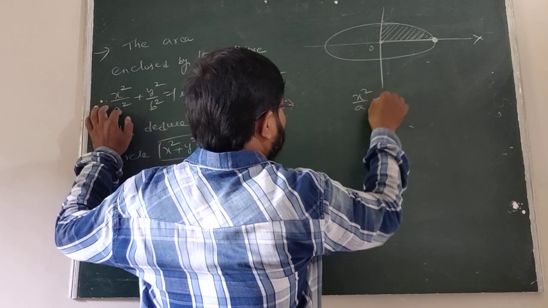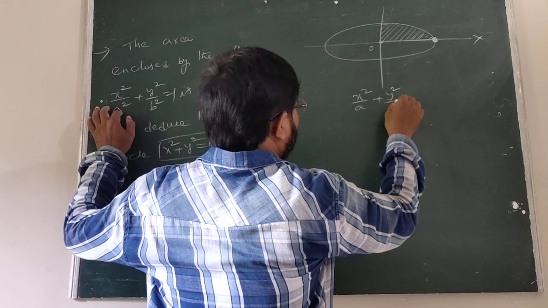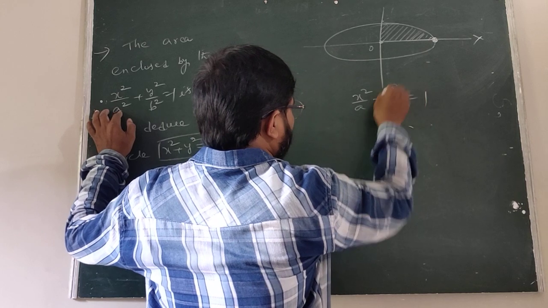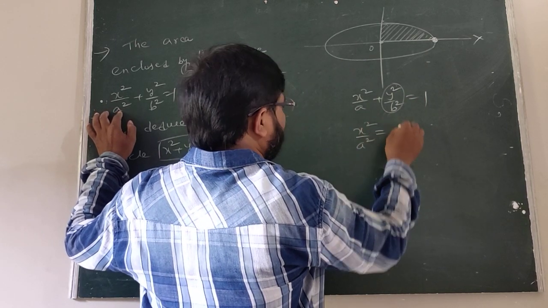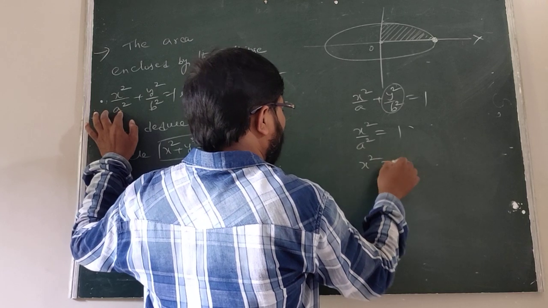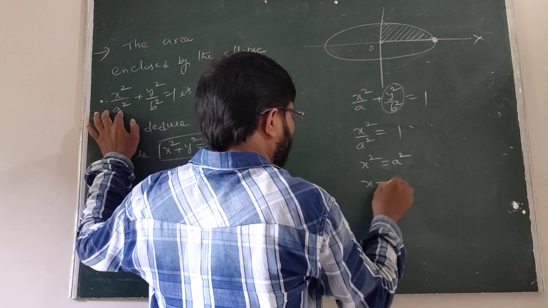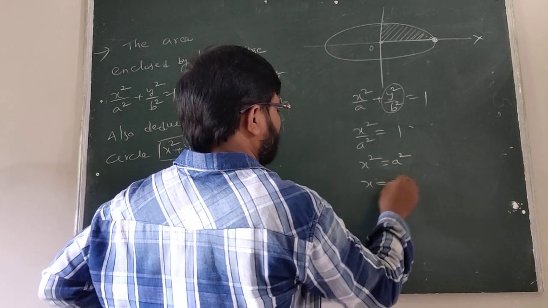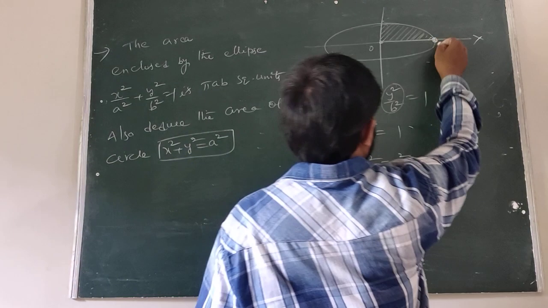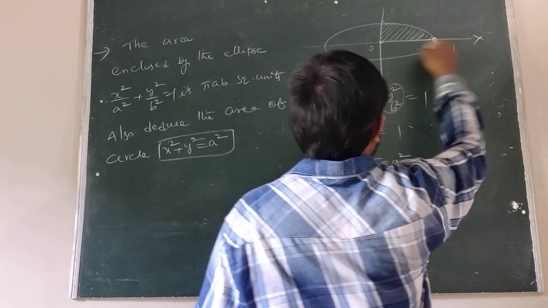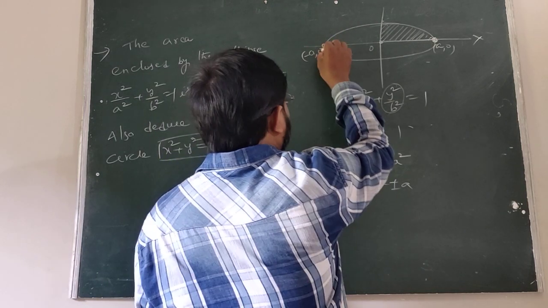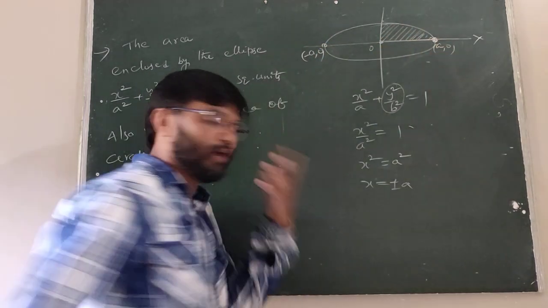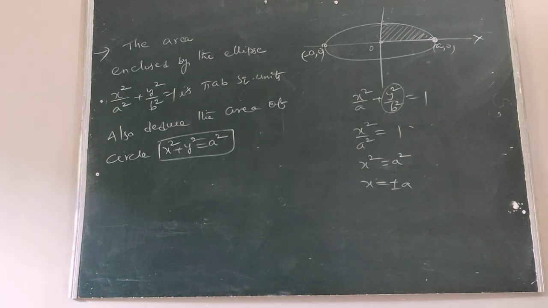x square by a square plus y square by b square equal to 1. When we take y equal to 0, x square equal to a square. Therefore, x equal to plus or minus a. Here this is a comma 0, and this is minus a comma 0. These are the boundaries. So we have to first find the area of only one quadrant.